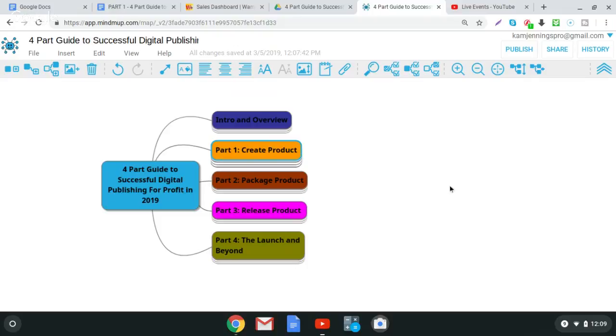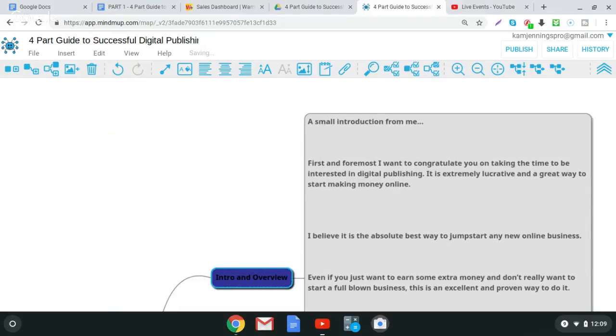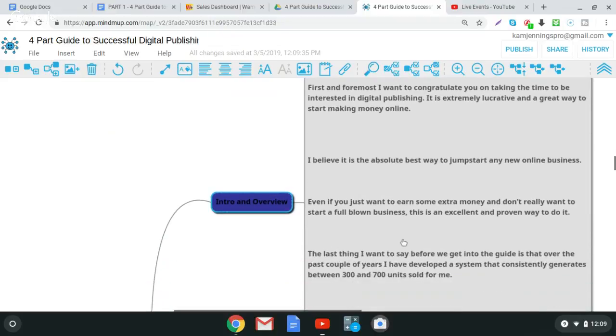All right. Now, before we get into this four-part guide, I do want to do a brief little intro and overview for you. So a small introduction for me. First and foremost, I want to congratulate you on taking the time to be interested in digital publishing. It is extremely lucrative and a great way to start making money online. I believe it is the absolute best way to jumpstart any new online business. Even if you just want to earn some extra money and don't really want to start a full-blown business, this is an excellent and proven way to do it.